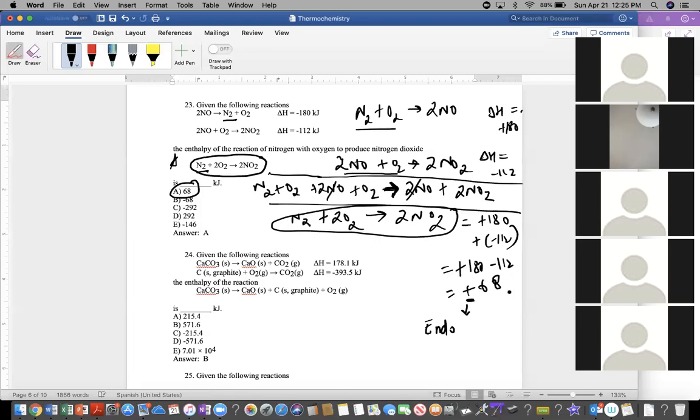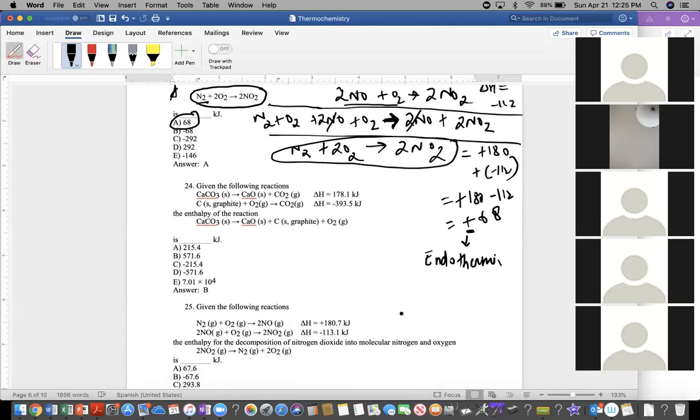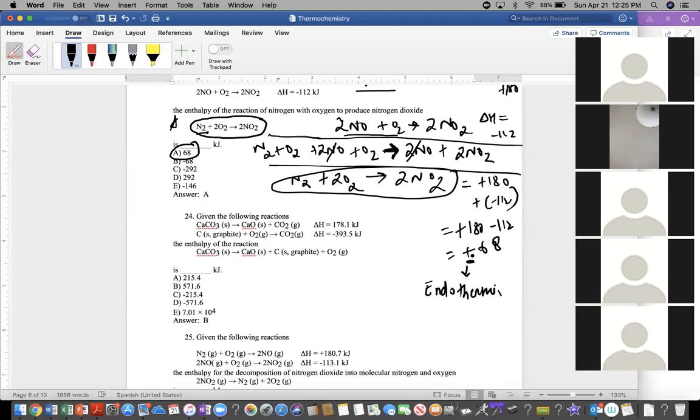So this is an endothermic reaction. And now you could be asked an additional question here. You see that this reaction is plus 68 kilojoules for how many moles of N2?